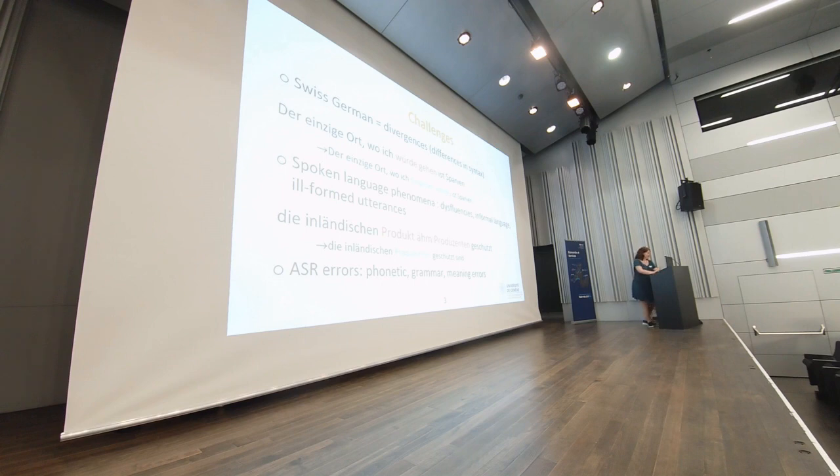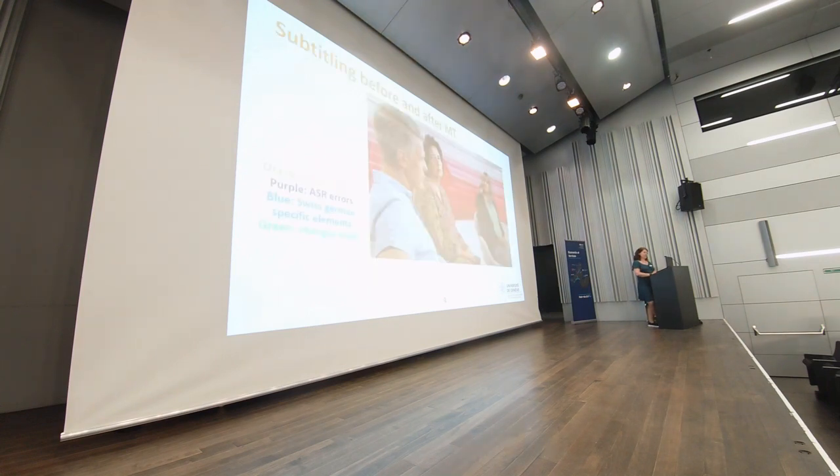Before I go ahead with explaining how the system works, let me give you a short example that illustrates the aim of our project. In this short video you will see some errors: orange are disfluencies, purple are automatic speech recognition errors, and blue are Swiss German specific elements. And all that you can see in green has been changed. I know you don't all speak or understand Swiss German.